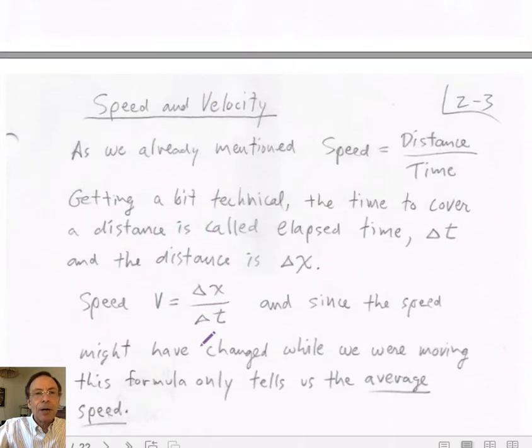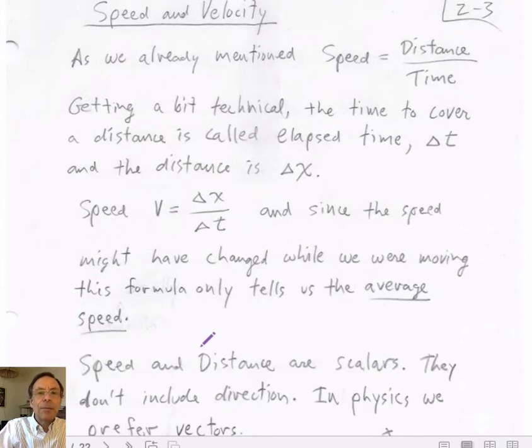Now let's talk about speed and then about velocity. So in chapter 1, we said that speed is distance over time. And as far as time is concerned, let's get a little bit technical. It's really the amount of time that elapsed during the experiment or the measurements or whatever. And we call that delta t. And then delta x is the distance. And so the speed is the distance, delta x, over delta t.